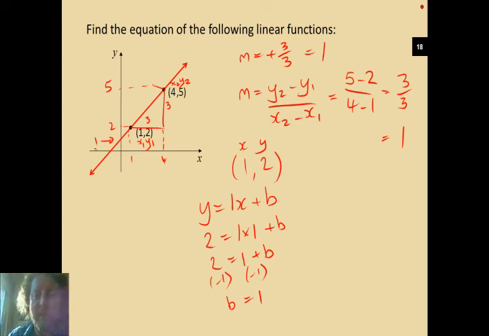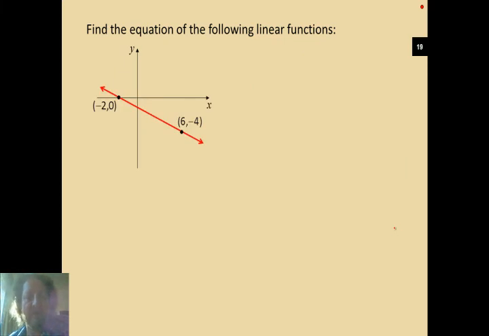But if I've got m equals 1 and b equals 1, all I've got to do is write the final equation. I could write y equals 1x plus 1. There's nothing wrong with that answer. But note, I don't have to write a 1 next to an x. y equals x plus 1 is just as good an answer. Okay, another example. Well, it's the same diff.